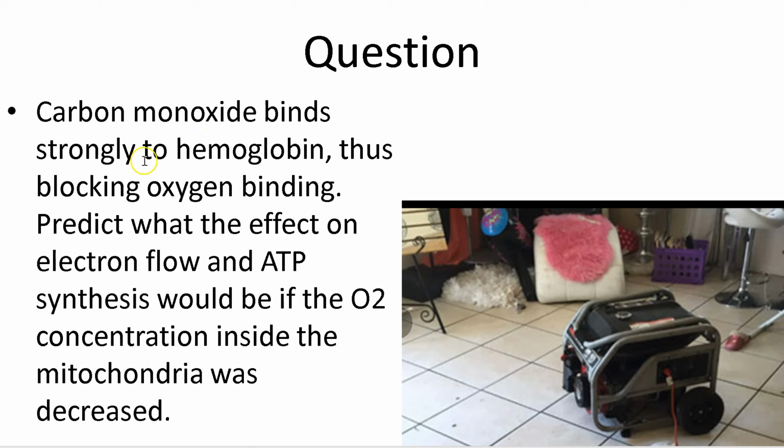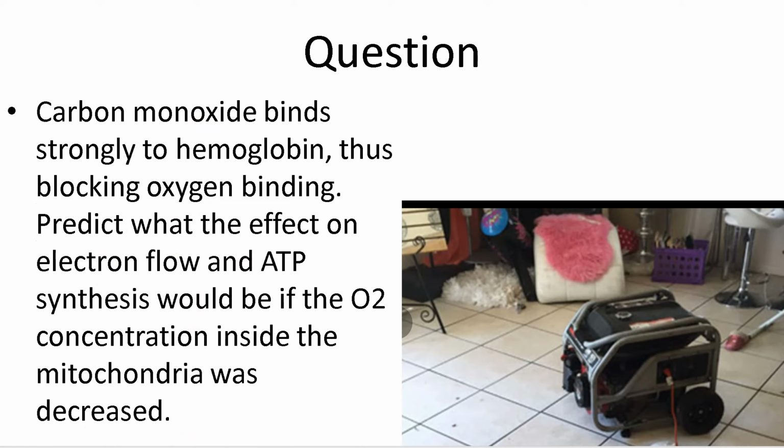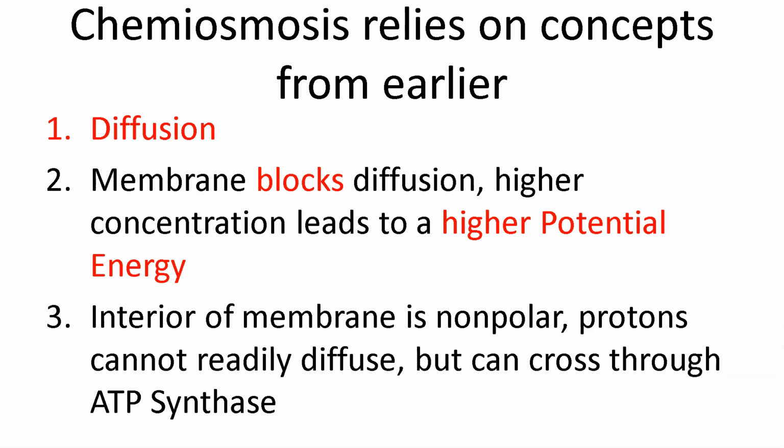So carbon monoxide binds strongly to hemoglobin, thus blocking oxygen binding. Predict what the effect on electron flow and ATP synthesis would be if the oxygen concentration inside the mitochondria was decreased. Okay, a good action verb there. Predict, right? So pause it now. Figure out your answer to that. We'll talk about it in class.